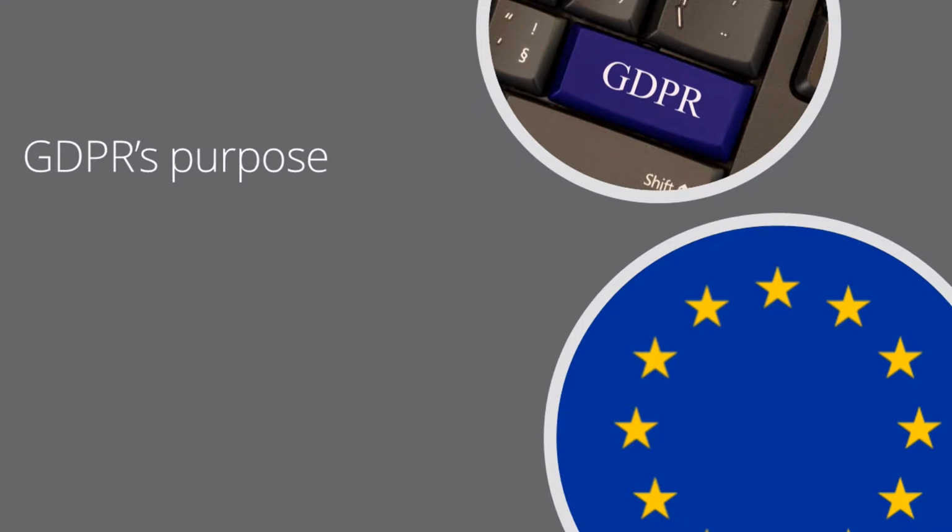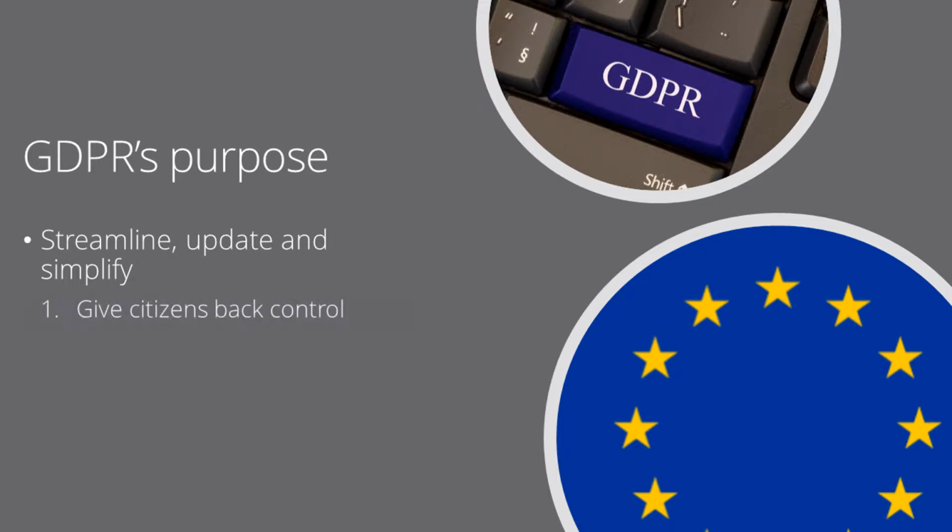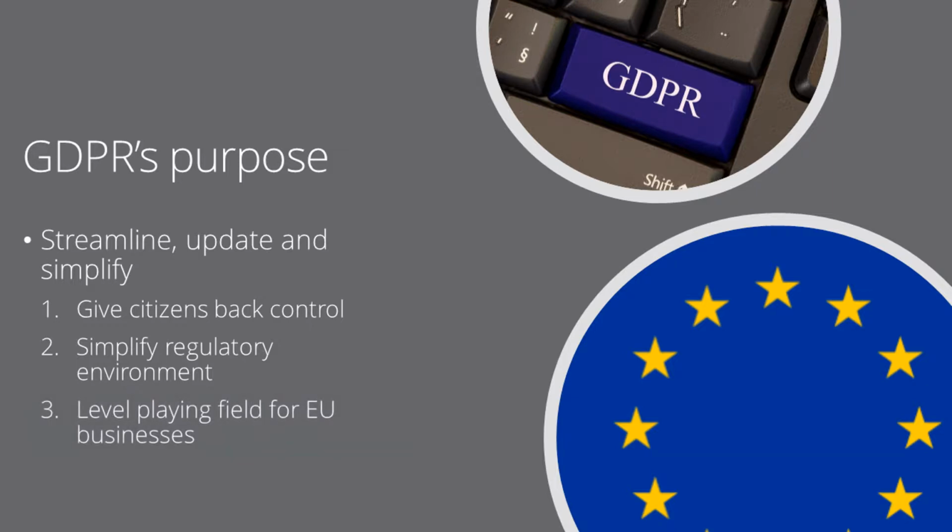What's the GDPR's purpose? The GDPR aims to streamline, update, and simplify the inconsistent data protection laws of each EU member state. The EU wanted to: 1. Give citizens back control of their personal data. 2. Simplify the regulatory environment across the EU. And 3. Provide a level playing field for businesses in the EU.